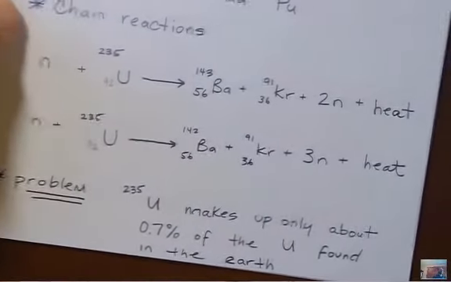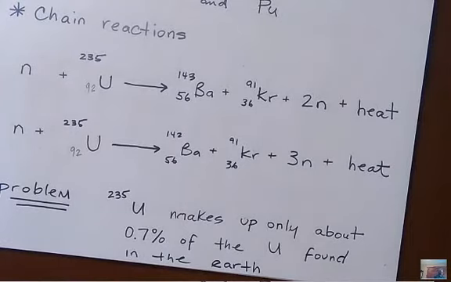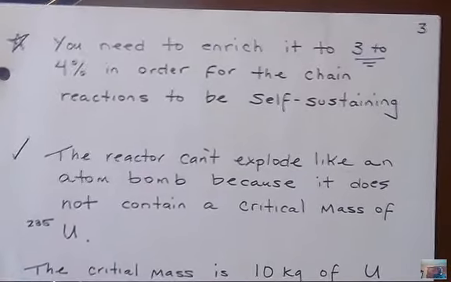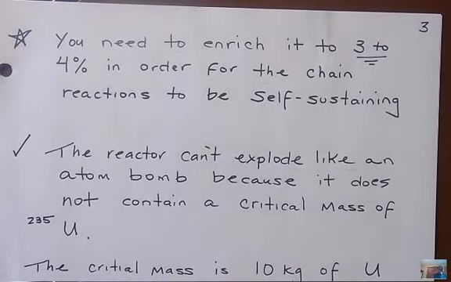All right, here's the problem. The uranium-235 that we find in the world makes up only about 0.7% of the uranium in the Earth. So we have to enrich it. You need to enrich it to 2 to 4% in order for the chain reactions to be self-sustaining, right? Go back to that critical picture just to keep that reaction going, right? Keep that reaction going and keep at least one neutron per cycle alive to go and hit another uranium-235.